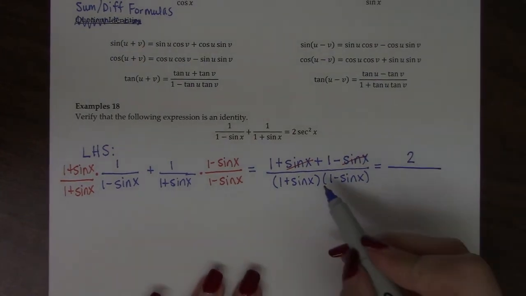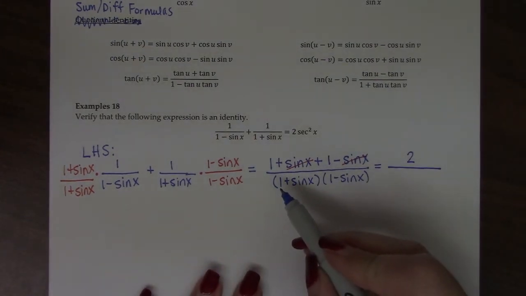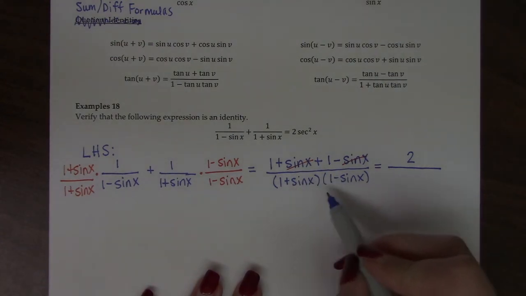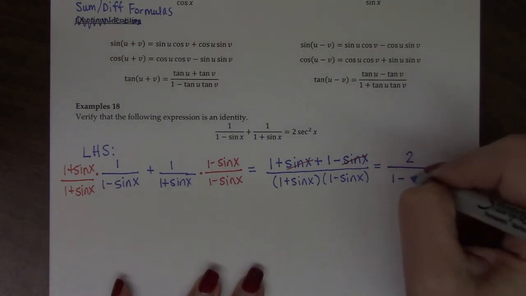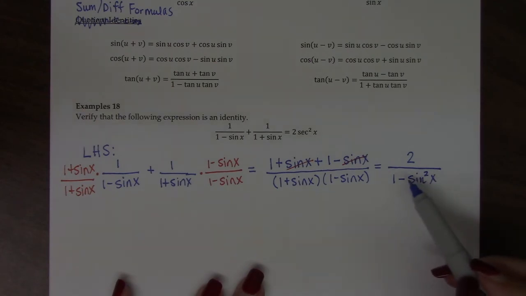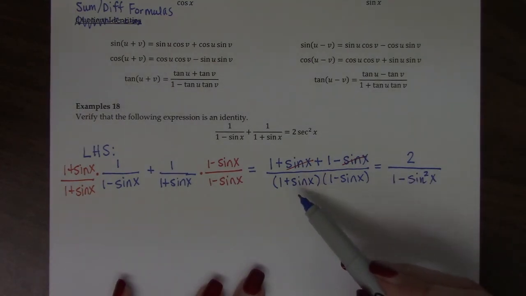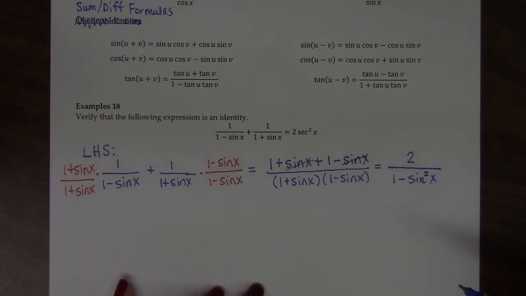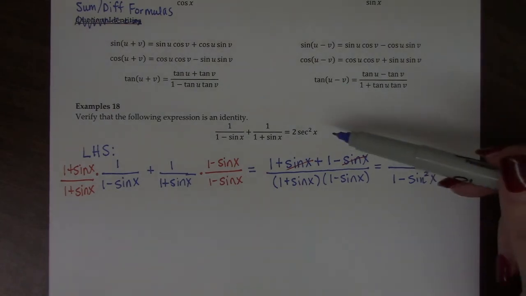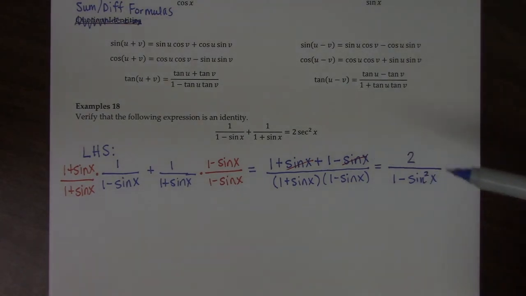In the denominator, I have an a plus b times an a minus b. If you actually FOIL this out, you get a squared minus b squared. This is a difference of squares, and this is what that factors into. I recognized that, so I was able to multiply it out quickly. If you did it by FOILing, you would get 1 times 1 is 1, positive sine x and negative sine x, which would cancel, and then negative sine squared. So I'm much closer to where I want to be, but not quite there yet.